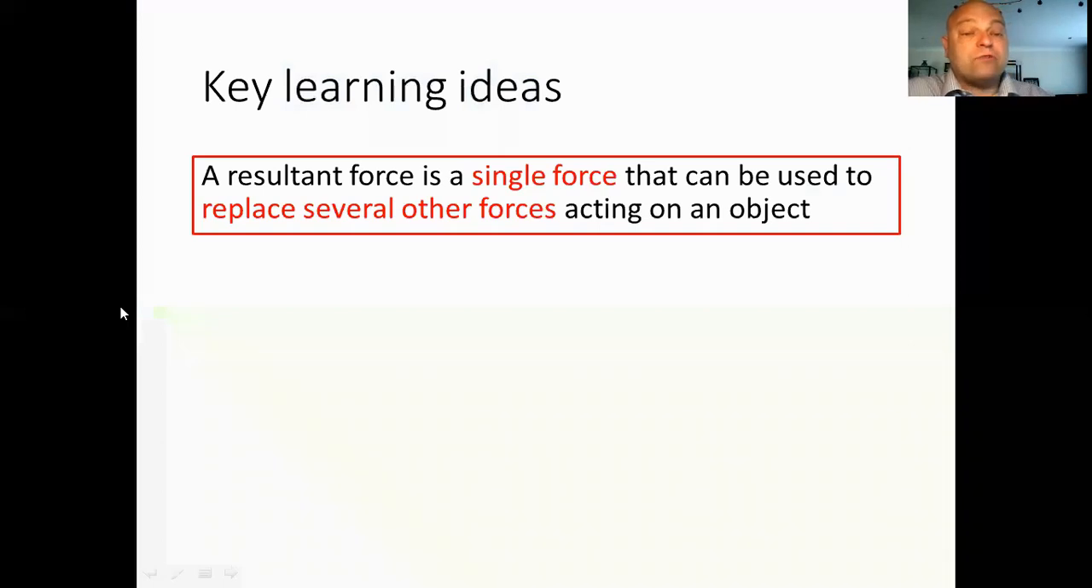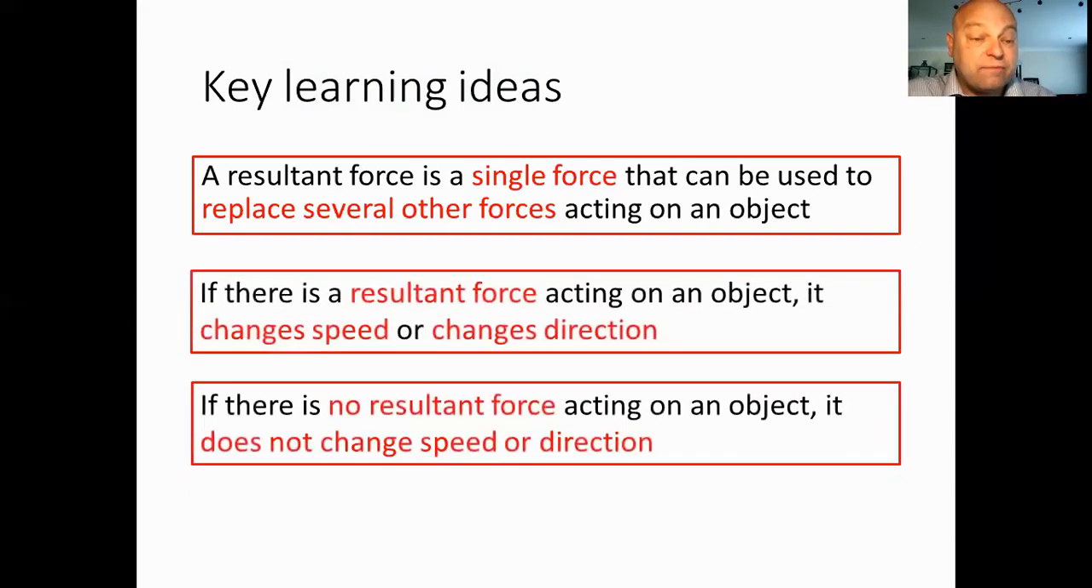So we've already got that one. Resultant force is a single force that can be used to replace several other forces acting on an object. So add 2 more statements to it. Pause your video, write that down.